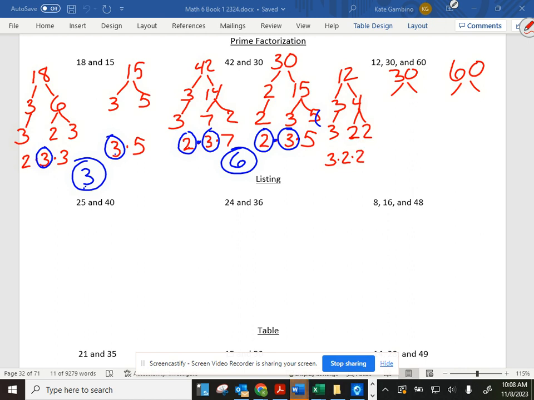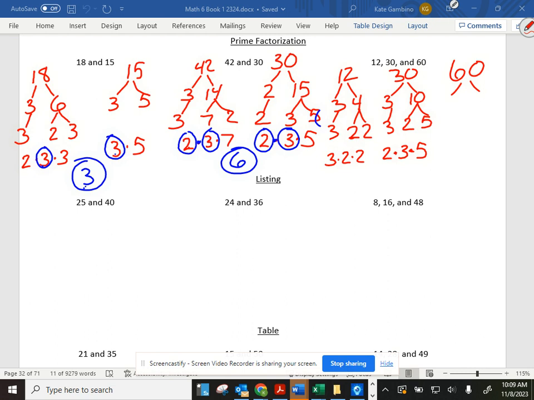What should I use for the 30? Liv, what should I use for the 30? What did you just say we should use for the last 30? 3 and 10. Yeah, 3 times 10. 3 we know is a prime. 10 can be broken into a 2 and a 5. So this time we have 2 times 3 times 5.